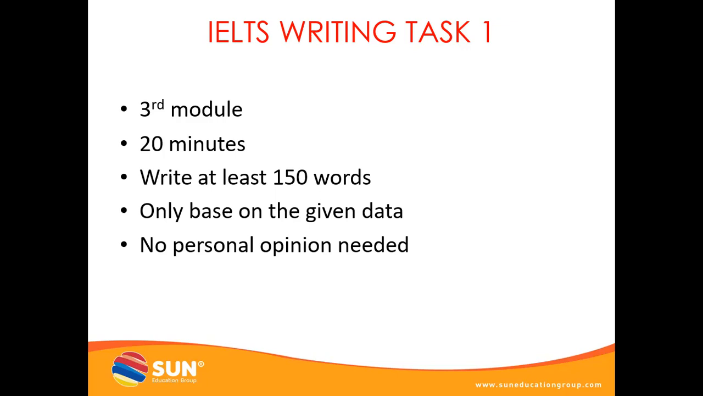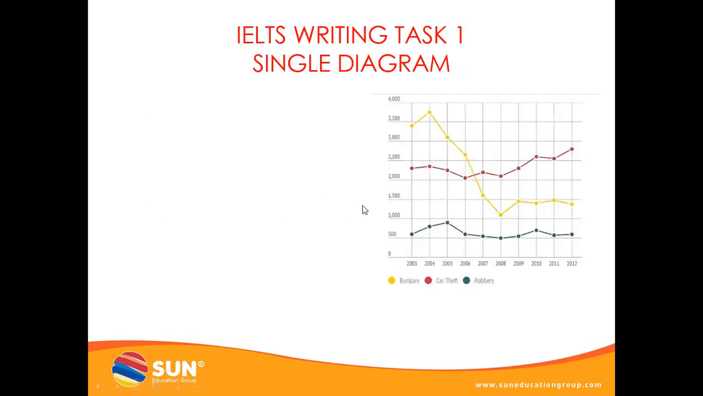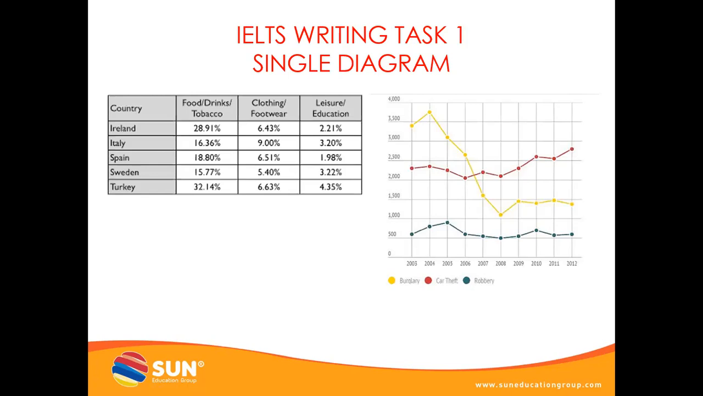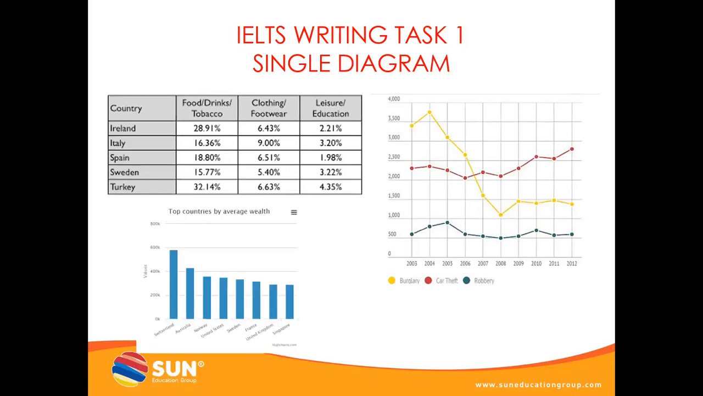You have to write based on the given data only. It's not based on your personal opinion. So no personal opinion needed in writing task 1. However, you may give your personal opinion in writing task 2. Next. You might get this kind of diagram or table or bar chart. You might get any of them, so be ready. In IELTS, especially for the writing, actually for all modules, be ready for the unexpected.